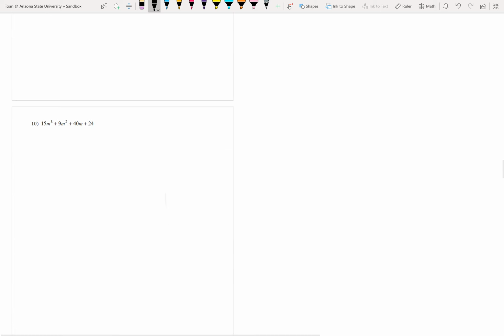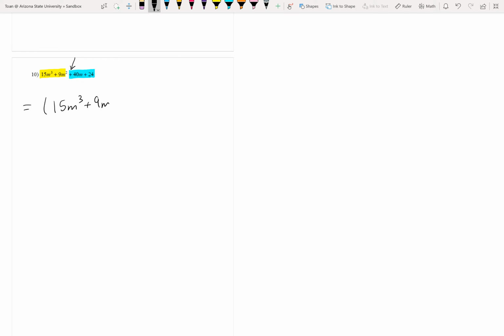Number 10 was factoring with 4 terms, and the idea is that when you're asked to factor 4 terms, more likely than not, it'll be factored by grouping. The way you do that is you have to look at the first 2 terms as its own set, and then the last 2 terms as its own set. And do notice I highlighted this symbol here with the second highlight, because you got to include it. So I'd rewrite the problem as, in its own parentheses, 15m cubed plus 9m squared, close the parentheses. It's always a plus, and then go ahead and write the second half, including the symbol. So in this case, it's plus 40m plus 24.